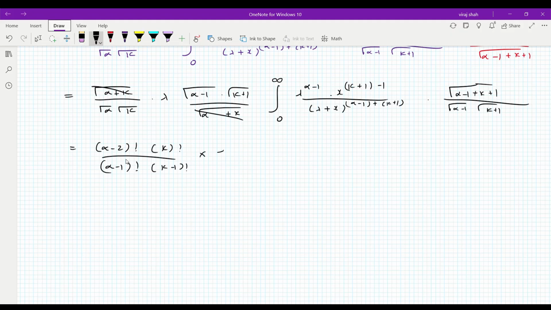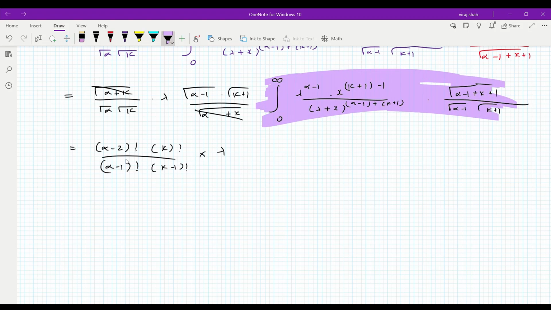Okay, multiplied by lambda. This would be a generalized Pareto distribution. Let me just highlight it. So this will be your generalized Pareto distribution with parameters alpha minus 1, lambda, and k plus 1. This is nothing but a PDF. Sum of PDF of all values is always equal to 1, similarly as sum of probability is equal to 1 for all the values.